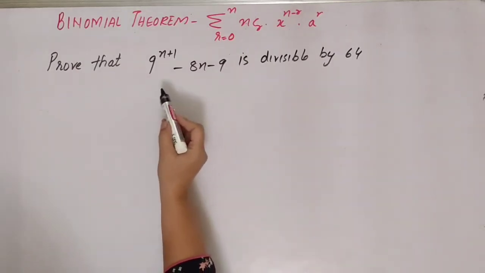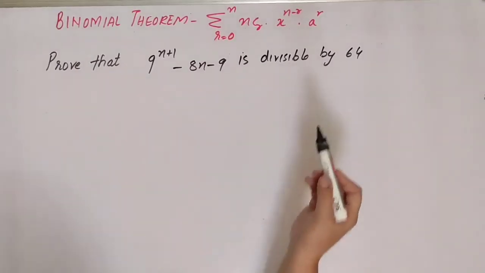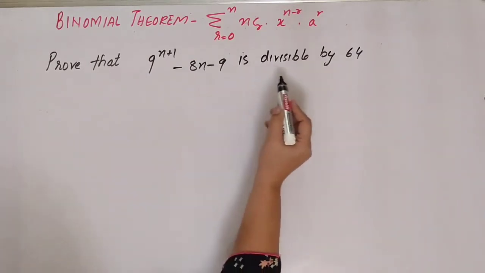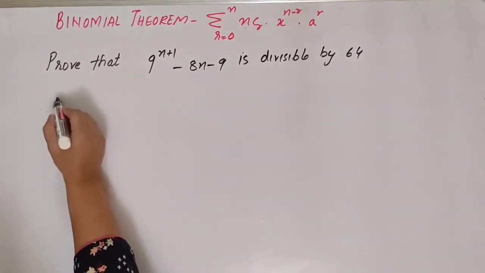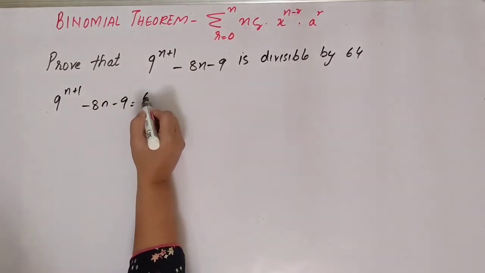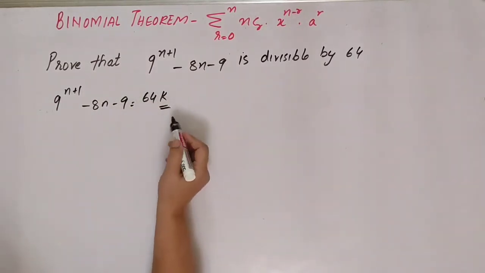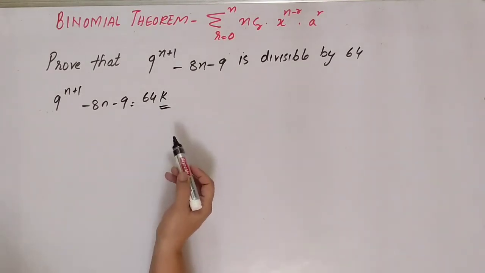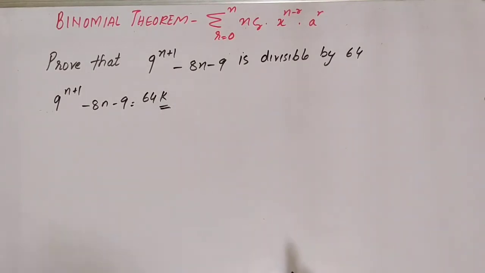We need to prove that this particular expression is divisible by 64. When you say that this expression is divisible by 64, it simply means that 9 to the power n+1 minus 8n minus 9 is equal to 64 into k. K is some multiple. When you multiply anything by 64, it means that it is divisible by 64.